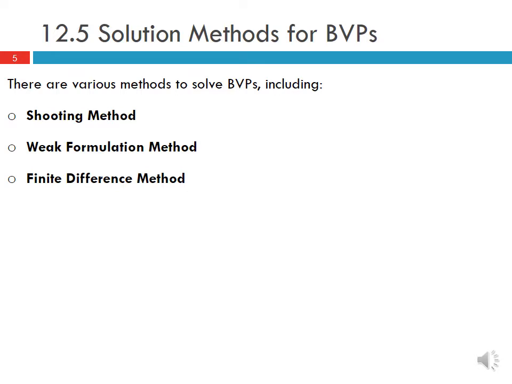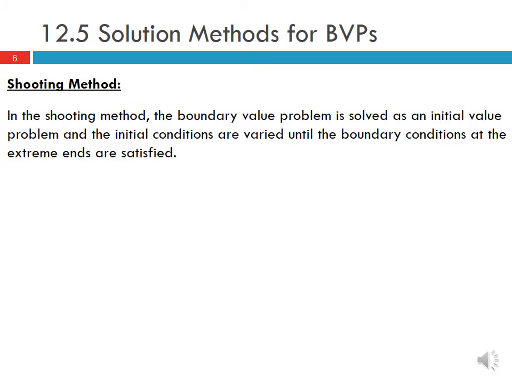There are various methods to solve boundary value problems. Some of the most common ones are the shooting method, the weak formulation method, or the finite difference method. In the shooting method, the boundary value problem is solved as an initial value problem, and the initial conditions are varied until the boundary conditions at the extreme ends are satisfied.